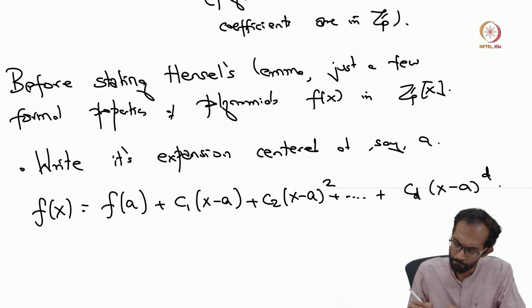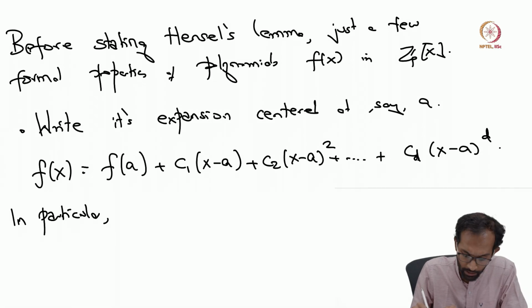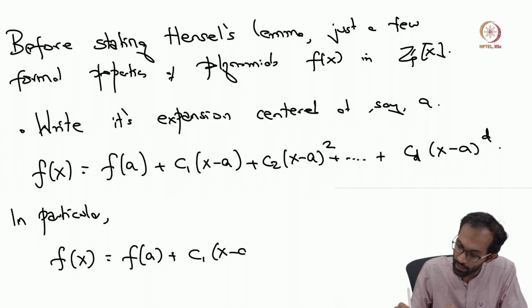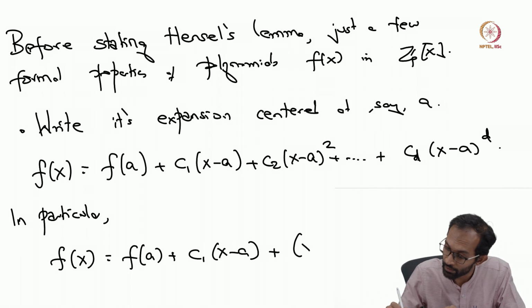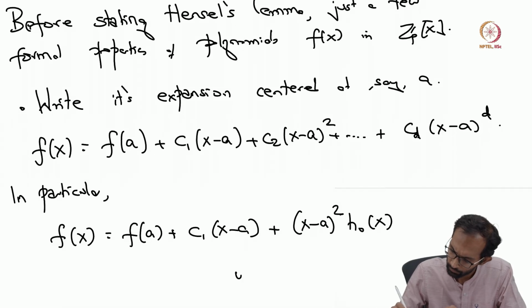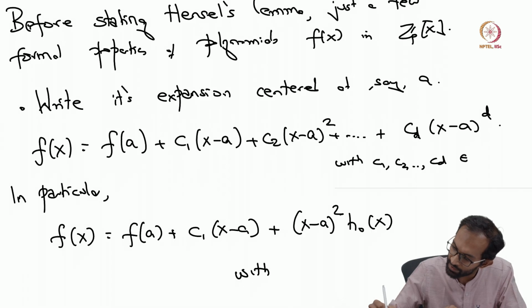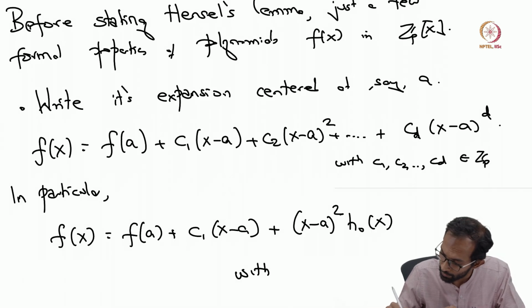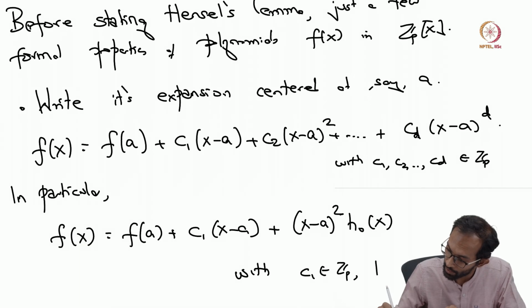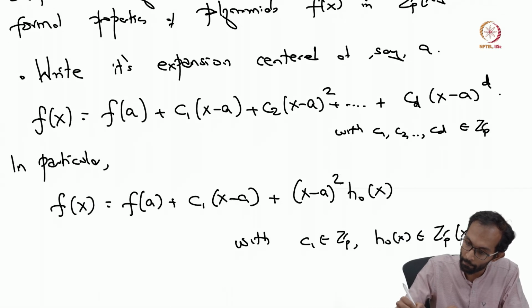Okay. So in particular, suppose I'm only interested in the first derivative, I'll write this as f of x equals f of a plus c1 times x minus a, and I'll just collect all the higher order terms, so I'll write this as x minus a squared times, let's say, h0 of x, where all these ci's are in Zp, and so again c1 is in Zp, and this h naught is a polynomial in one variable over Zp.